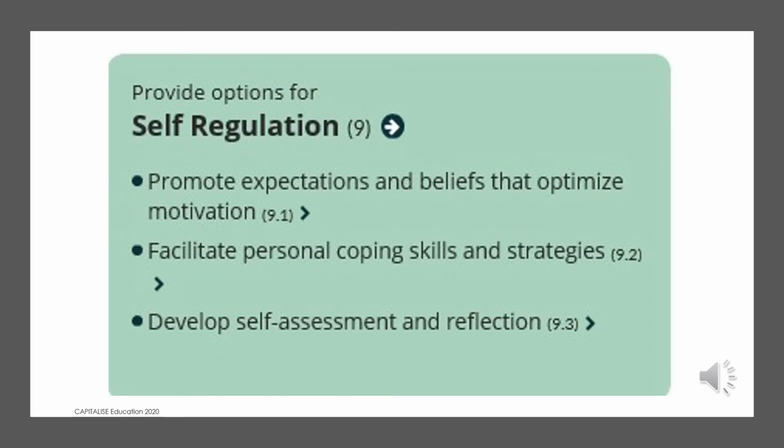The first guideline in the internalized layer of the Universal Design for Learning framework focuses on students developing self-regulation. To achieve this, classroom teachers during the planning, teaching, and assessment cycle support students to internalize self-assessment and reflection tools, as well as personal coping skills and strategies. This is overall achieved by promoting expectations and beliefs that optimize student motivation.